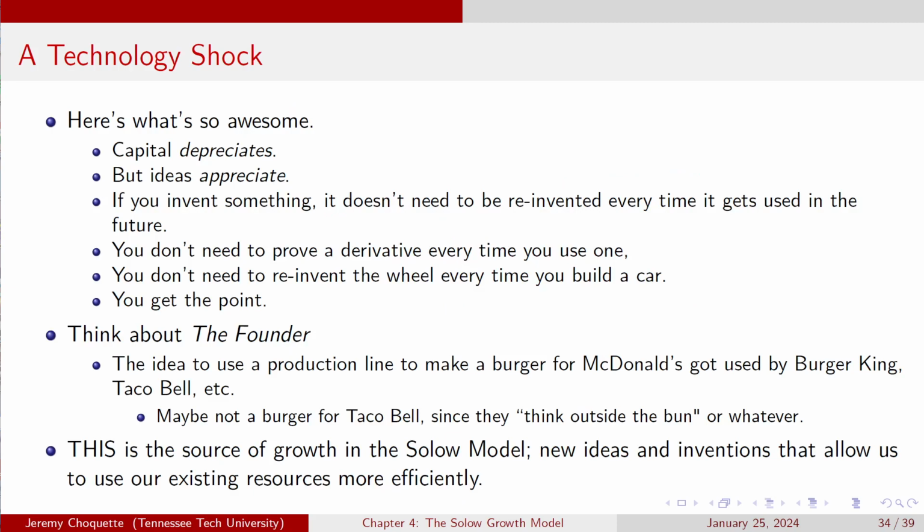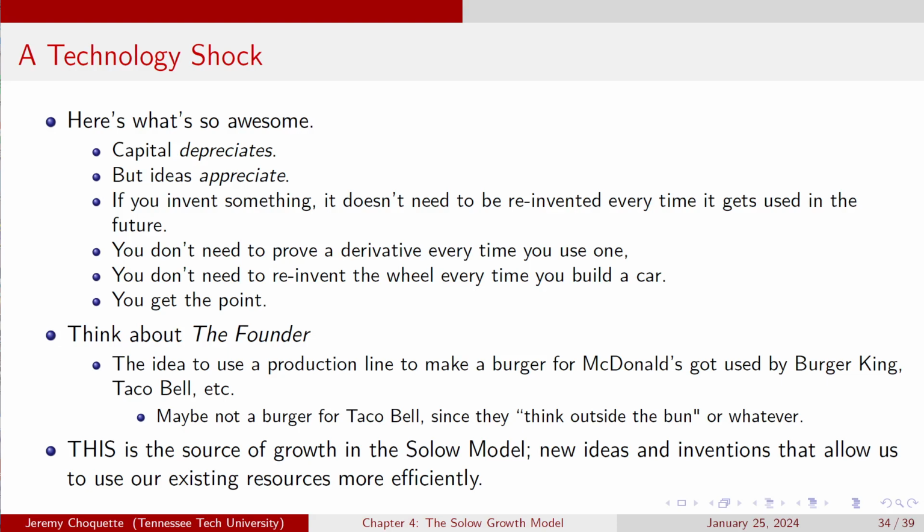Now, here's the cool thing about technology shocks. Capital depreciates, it falls apart, but ideas appreciate. So if you invent something, it doesn't need to get reinvented every time it gets used in the future, assuming, of course, patents aren't a thing. But for a lot of this stuff, you don't need a patent unless you directly want to rip off somebody's idea. You don't need to prove a derivative every time you use one. That would be a real pain.